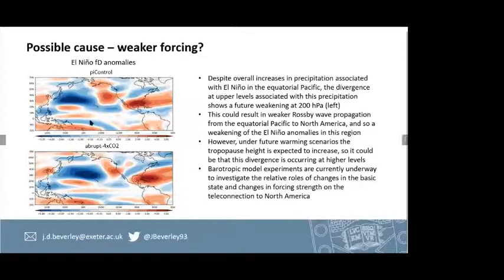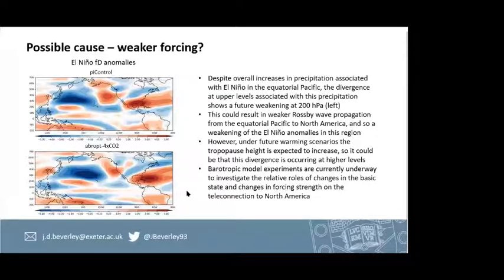And if you look at the equatorial Pacific region here in the control, this area of divergence here is associated with the El Nino precipitation. And in the future, as well as shifting eastwards, precipitation associated with El Nino is generally projected to increase in the equatorial Pacific. However, despite this, you'll see that in the abrupt 4xCO2 simulations, while it does shift eastwards as expected, it's also weaker at 200 hectopascals than in the control, which could result in weaker Rossby wave propagation from the equatorial Pacific to North America.